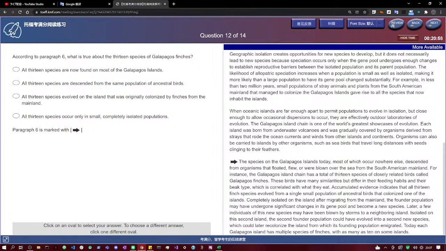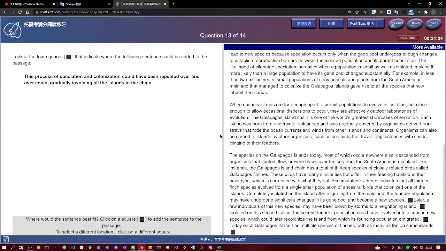Today, each Galapagos island has multiple species of finches, with as many as 10 on some islands. The process of speciation and colonization could have been repeated over and over again.